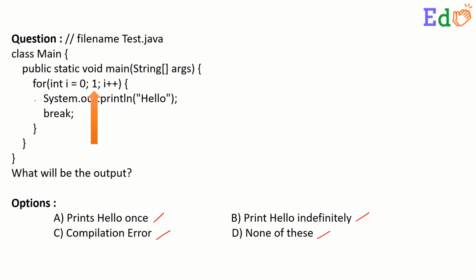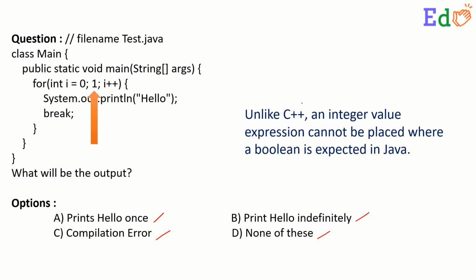Now if you see in this for loop, in the condition part, there is an integer 1. Unlike C++, an integer value expression cannot be placed where a boolean is expected in Java. So in Java, true or false in the boolean format is expected.